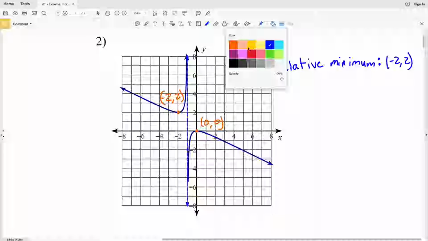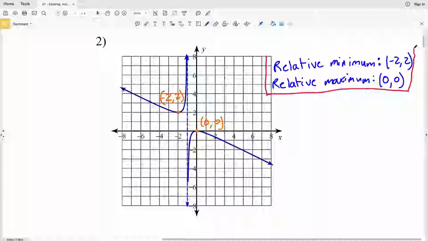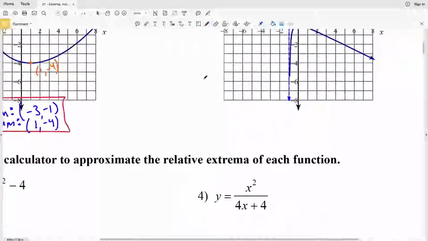And at (0, 0), we can see that the function is increasing until it hits that point, and then it begins to decrease. So (0, 0) is the highest point in its region. Therefore, (0, 0) is a relative maximum. And that just goes to show you that you can have a relative minimum that is higher up on the graph than your relative maximum, because it's all dependent on the points of the function that are nearby. So remembering that, let's continue on to 3 and 4.